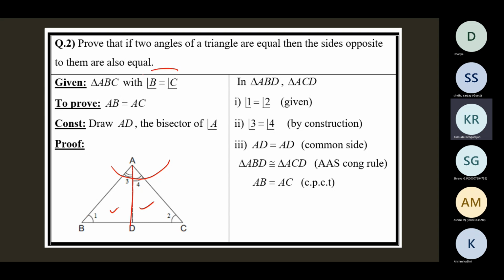We are given that angle B is equal to angle C. So angle 1 is equal to angle 2, given. Angle 3 is equal to angle 4 by construction, because we draw AD, the bisector of angle A. And AD is equal to AD, common side.